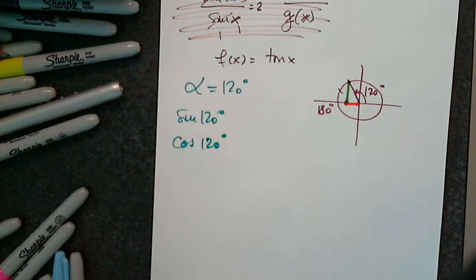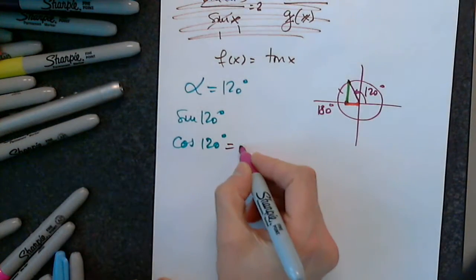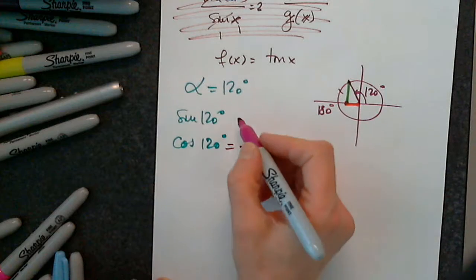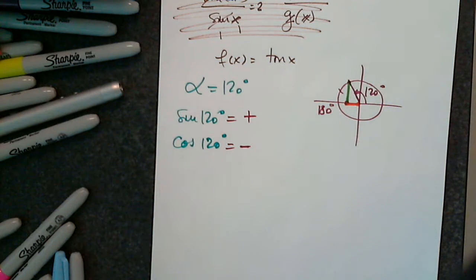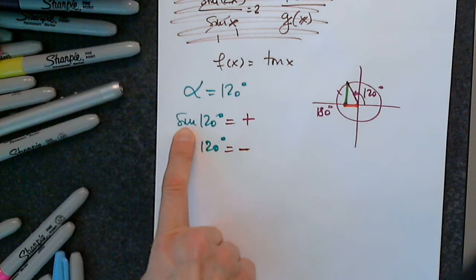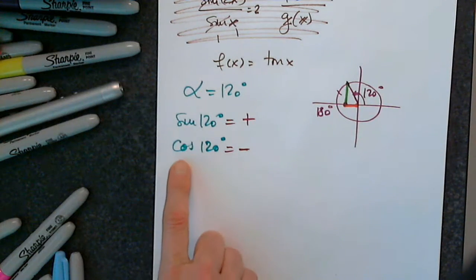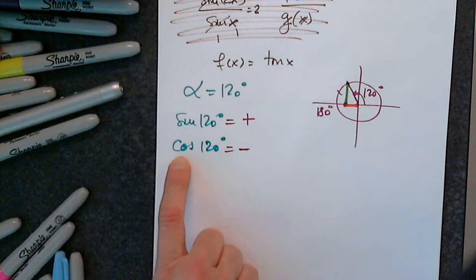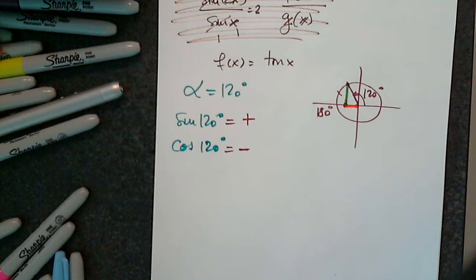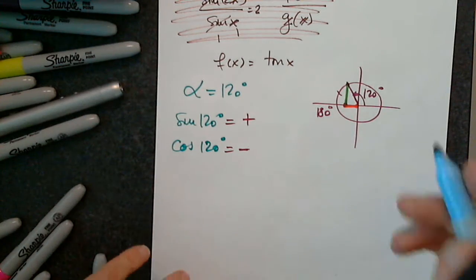So we know that cosine will be negative, and the sine will be positive. And now I know tangent and cotangent must be negative. I know that cosecant must be positive, and secant must be negative. I already know this information, correct? Yes. Good.